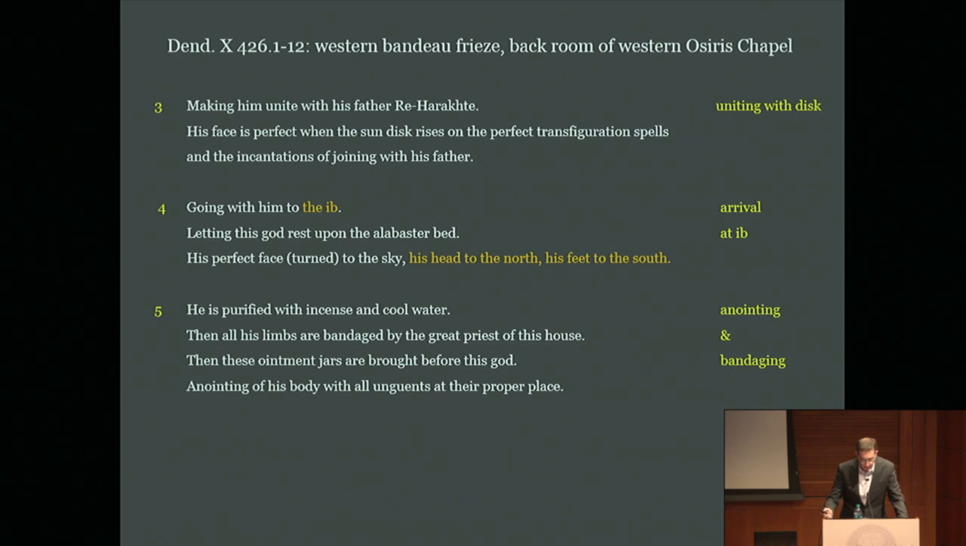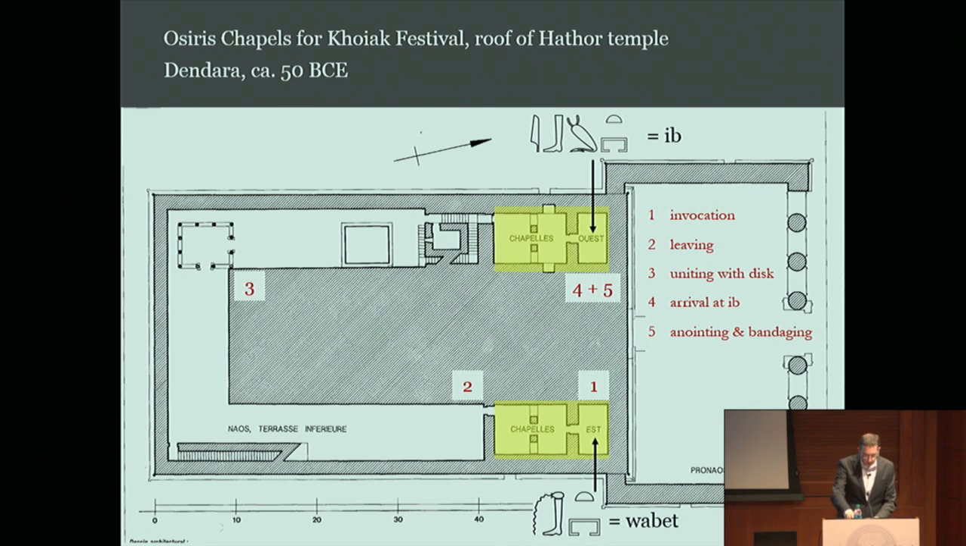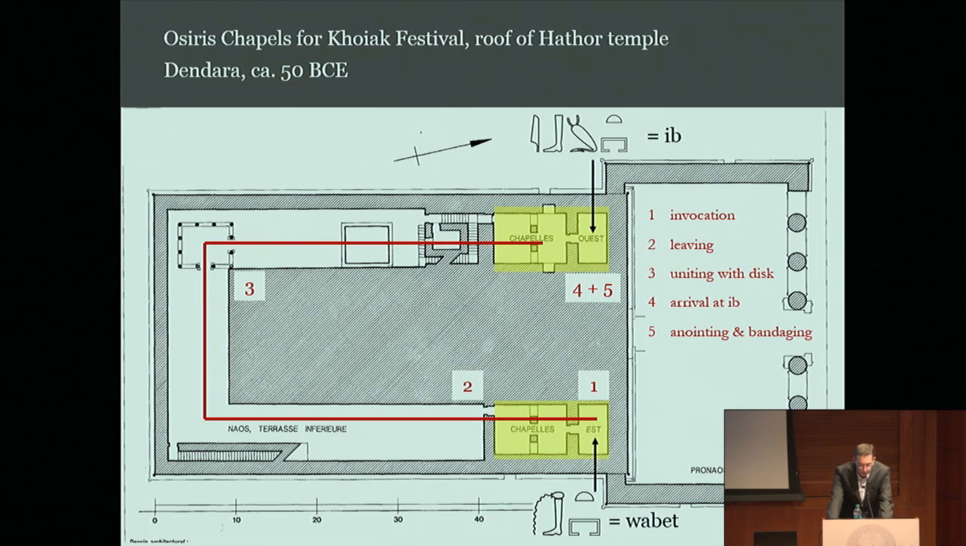This is really interesting because these 5 episodes can be situated in the architecture of the roof chapels of the Dendera temple, and I try to indicate it here. Episode 1, the invocation, happens here in the Wabed. The leaving then is going out. So what happened in reality is that the priests carried the Osiris figurine across the room from the Wabed, where it was manufactured, to the Eep, where it was to be mummified and buried.